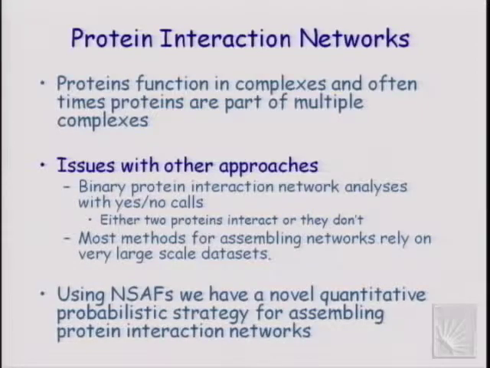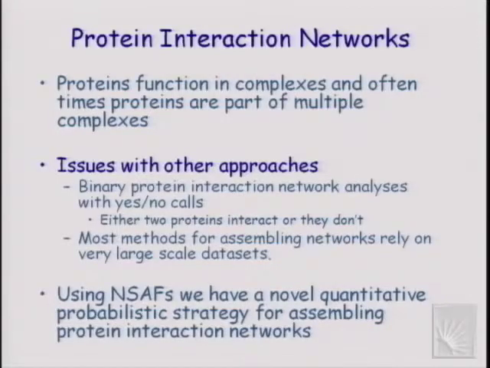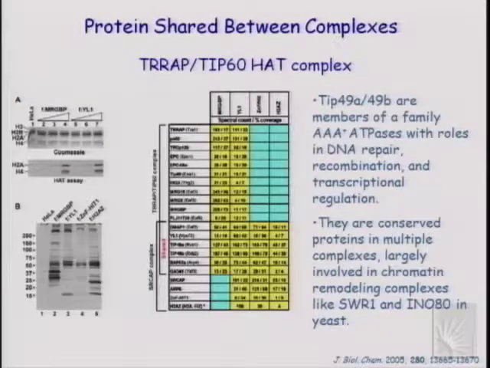And there have been other approaches out there that have been very valuable, but they've been binary, where basically you're saying presence and absence. And we know that there is more information than that. And also, the existing early methods, especially in the yeast work, relied on very large-scale data sets. And some of the math that was behind it, like this hidden Markov model, couldn't actually separate out known, separated, and distinct complexes. So we were concerned about that. So we developed a novel quantitative probabilistic strategy for assembling and looking at protein interaction networks.